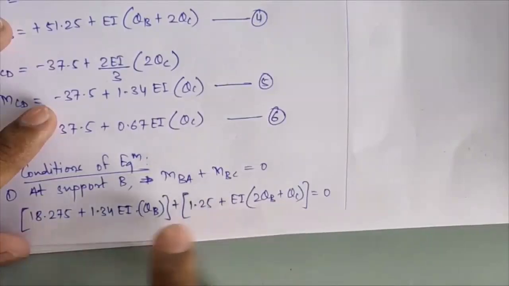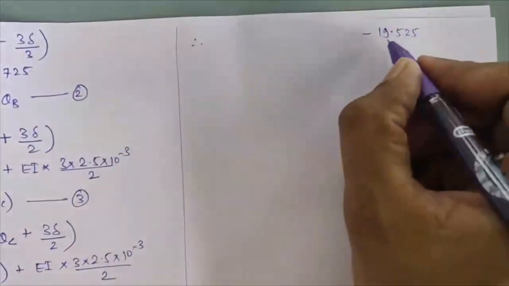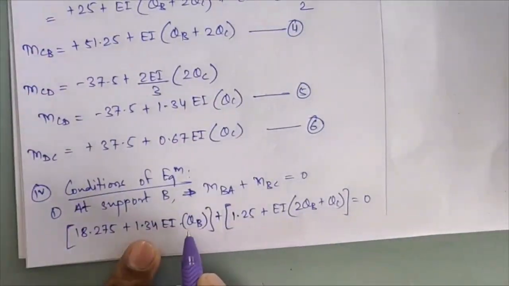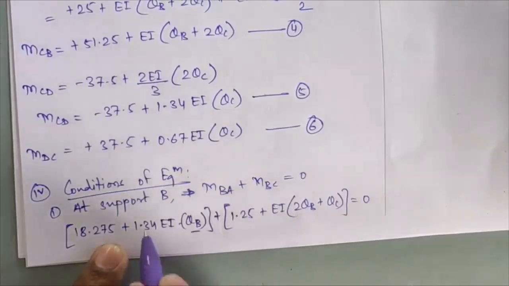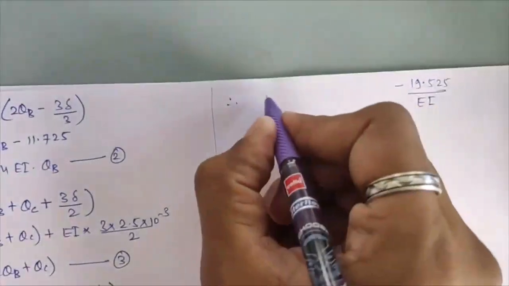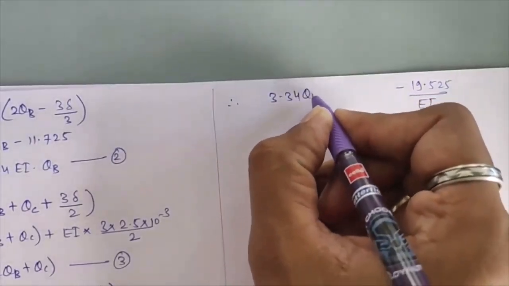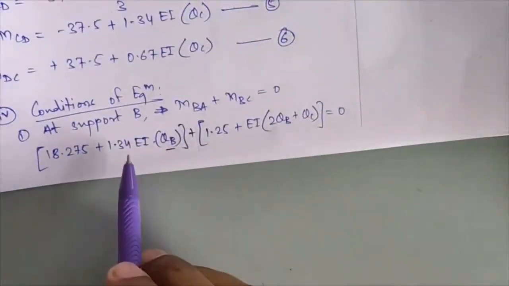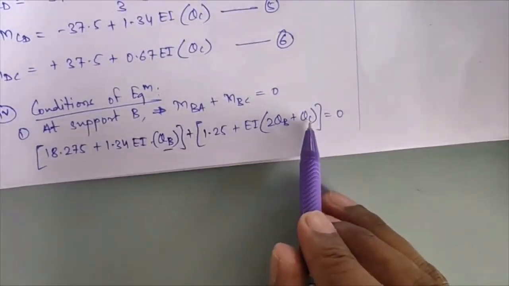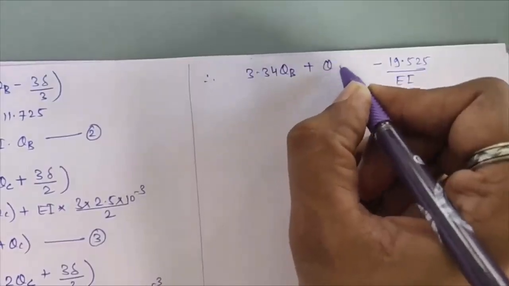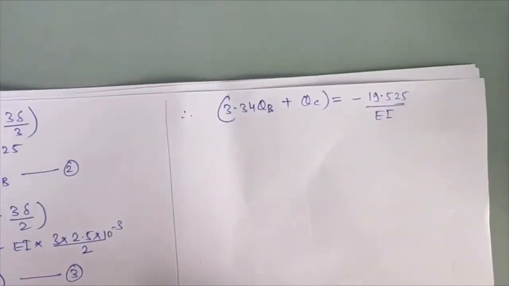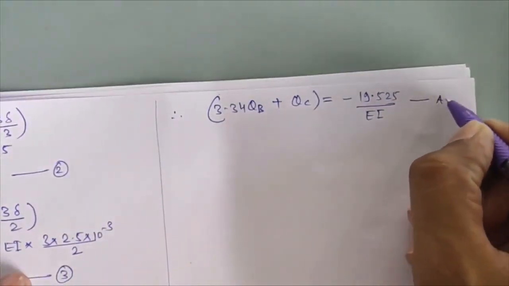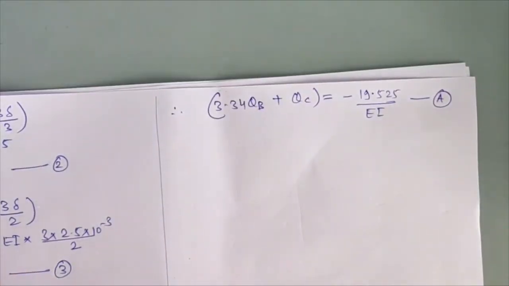Then we'll see here theta B and theta C terms now. From this both terms, I'll take EI common over there, and that EI will get divided to this 19.525. Okay, so what will remain? Just we'll see theta B terms, 1.34 times of theta B and 2 times of theta B. So 2 plus this 1.34, that gives me 3.34 times of theta B. And next here there is no theta C term, so here only one theta C is remaining, that is plus theta C is equal to minus 19.525 divided by EI. That will be my first equilibrium equation number A.